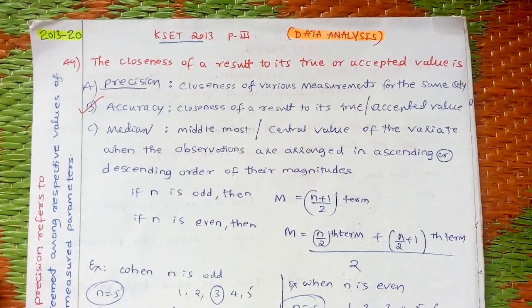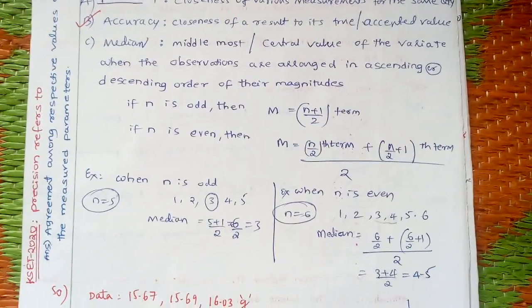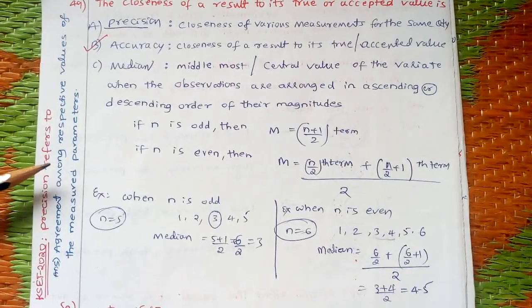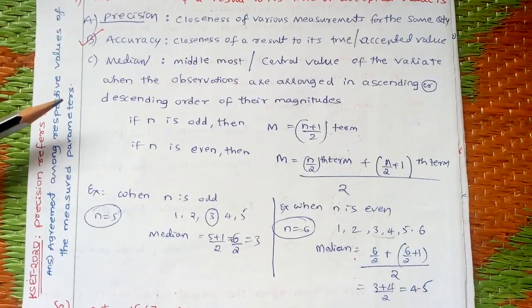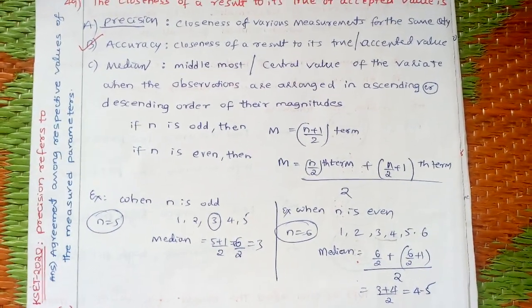Similarly, one question they asked in 2020 about precision. Here precision refers to the agreement among respective values of the measured parameters. This is called precision. In 2020 they asked this.